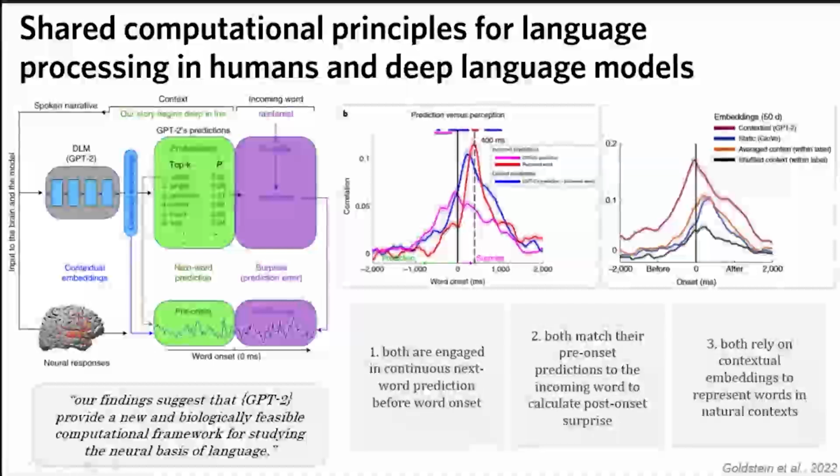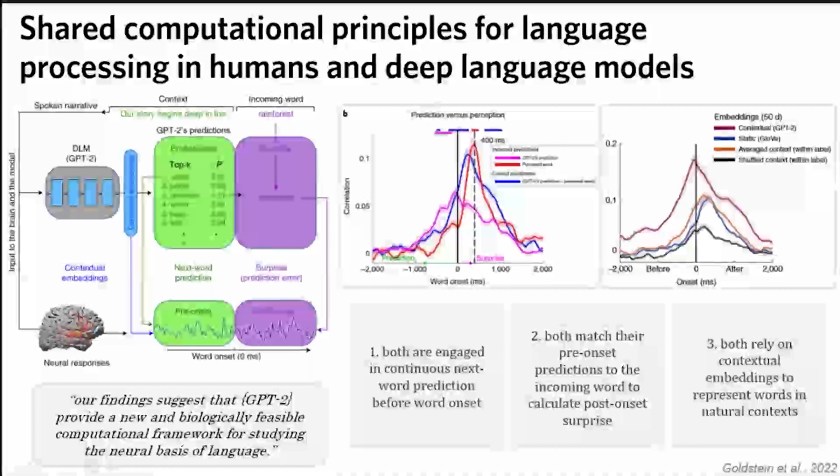Our findings suggest that GPT-2 or LLMs provide a new and biologically feasible computational framework for studying the neural basis of language. Okay, so look at how strong of a statement that is. And how are they similar, or what can you learn about them? There are three computational principles. One, both are engaged in continuous next word prediction before the word onset. So we can predict brain activity for a specific word even before it occurred, just like GPT-2 is trained to predict the next word before it occurs.